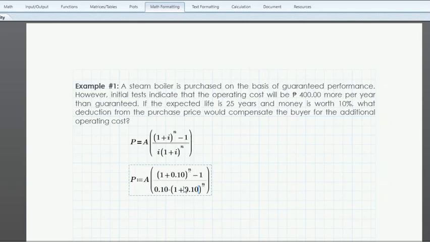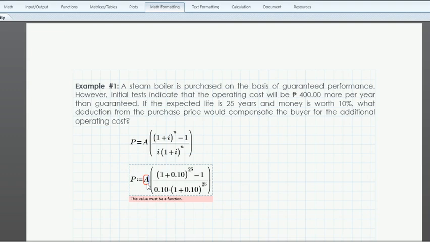Gaano ba tatagal yung steam boiler mo? Kasi all throughout the life of the steam boiler, you are going to have 400 pesos. Okay? So, gaano ba ang katagal? Sabi sa problem, we are expecting na yung steam boiler is tatagal ng 25 years. Meaning, sa loob ng 25 years, every year, gagastos ka ng 400. So, si N, palitan natin ng 25.